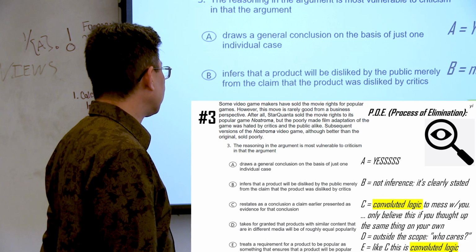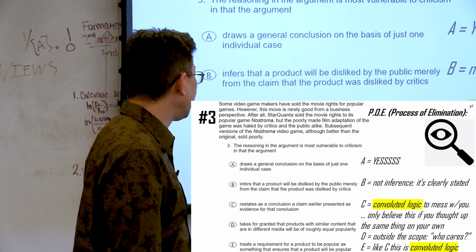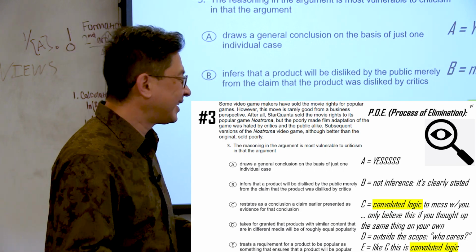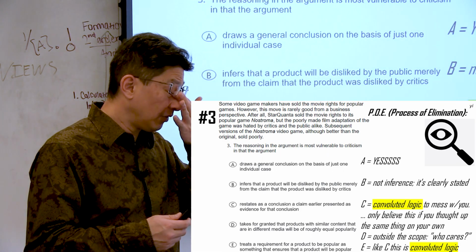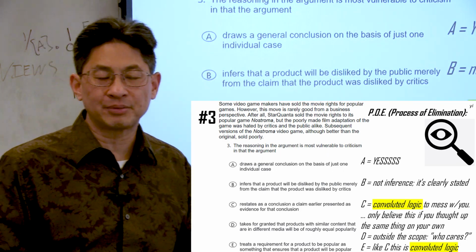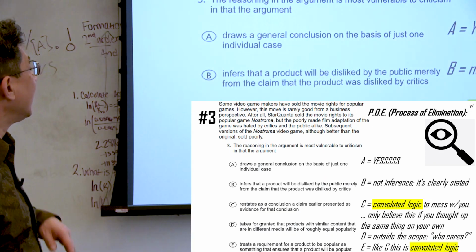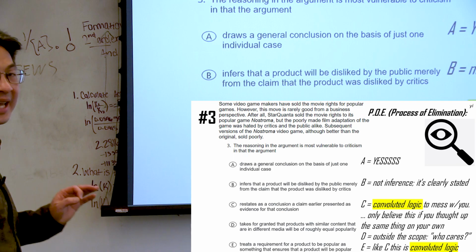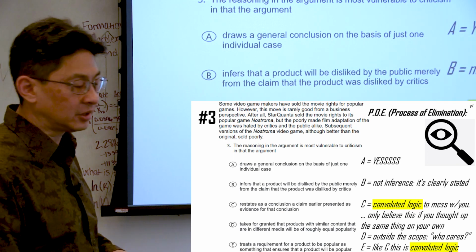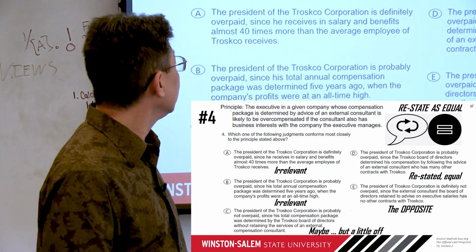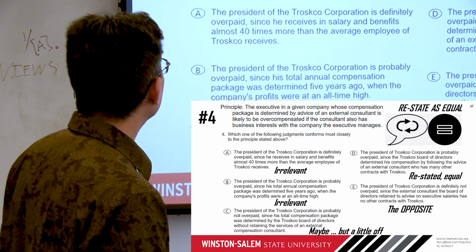E says, treats a requirement for a product to be popular as something that ensures that a product will be popular. Again, it's this convoluted logic. If what you came up with doesn't match up with that, pretty much, don't worry about it, it's wrong. And that's how you know that answer choice A is correct for this question number 3. Let's move on to question number 4, please. And 4 says the following.